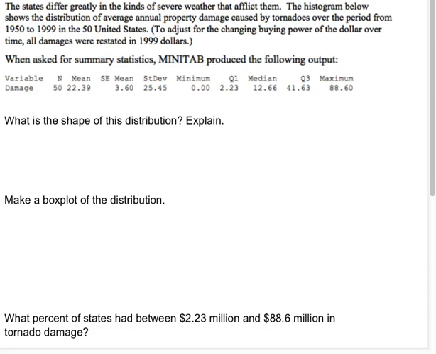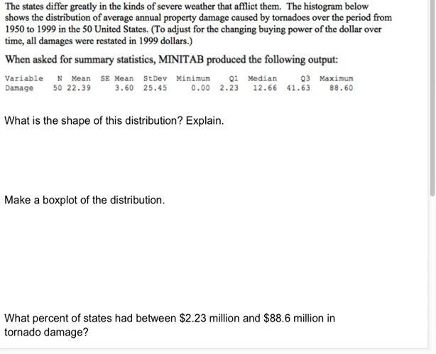When asked for summary statistics, Minitab produced the following output. Okay, so here I mentioned a histogram before. I removed the histogram because that's actually what I want us to make. So what I'm giving us is this Minitab output. The AP test is very much known for giving these Minitab outputs. So it'll give you data and it wants to know, do you know what to do with it?